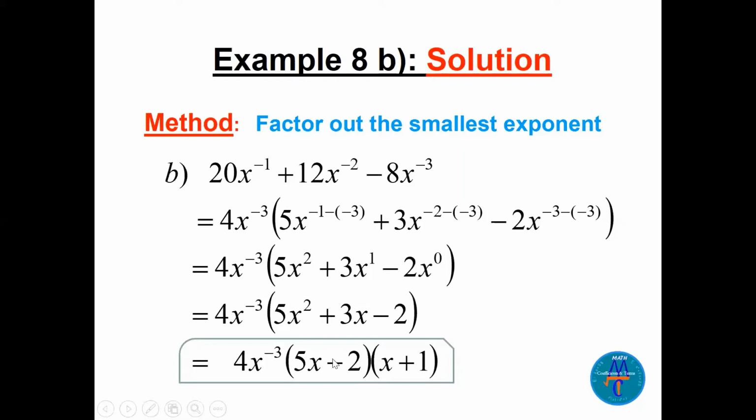There is more than one way I can factor 5x squared plus 3x minus 2. We call this a trinomial. 5x and x, and here the minus 2 is minus 2 times plus 1. If you multiply to check, 5x and x is 5x squared. Then plus 5x and minus 2x is plus 3x, and minus 2.